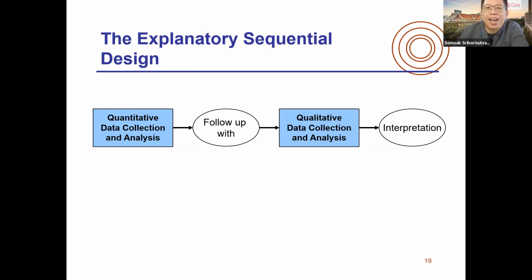Yes. It should be better than my explanation previously. So when you start with quantitative data collection and analysis, you finish first and you follow up with qualitative data and interpret the qualitative findings as well, I would say this is explanatory sequential design. Don't forget, I uploaded the PowerPoint presentation on our Google Classroom already. You can check it out or review it later. If you want to explain something, it means you start with QUAN and follow up with qualitative. You explain something.